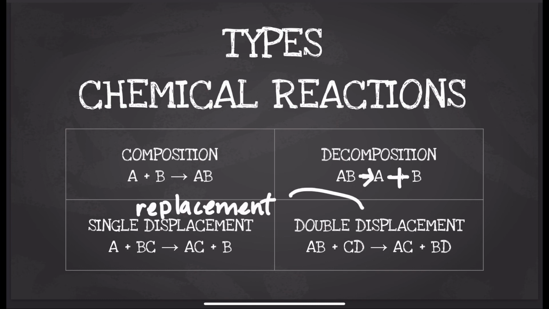Same goes for this one. Double displacement is when you have two compounds, and after the reaction, you still have two compounds, but if you notice, they changed partners. A bonded with C, B bonded with D. So let's look at it with detail.